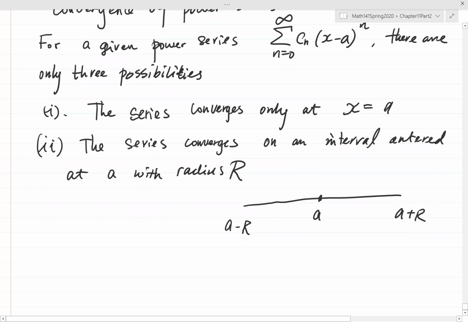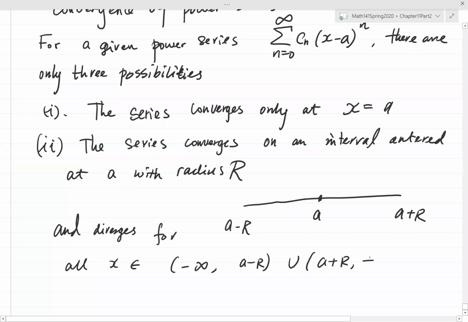And it diverges for all x in negative infinity to a minus r union a plus r to positive infinity. So the interval I, centered at a, is a minus r to a plus r, an open interval.